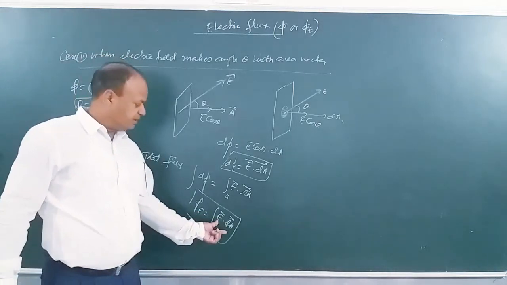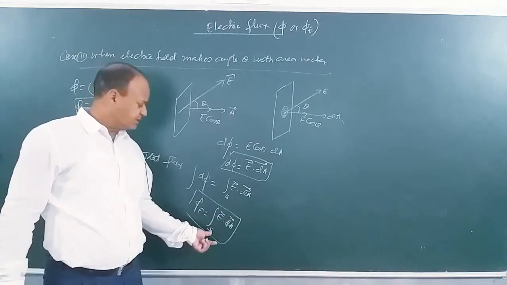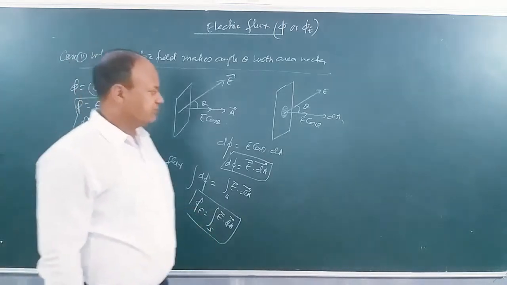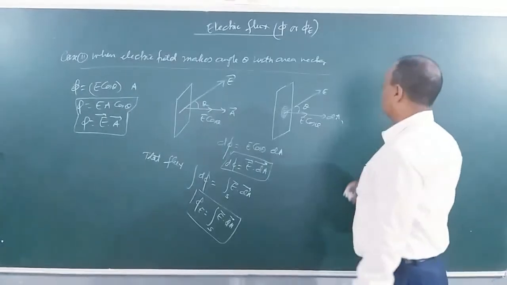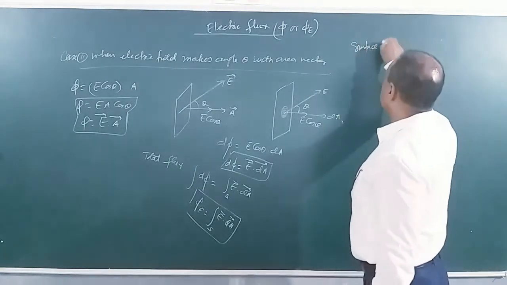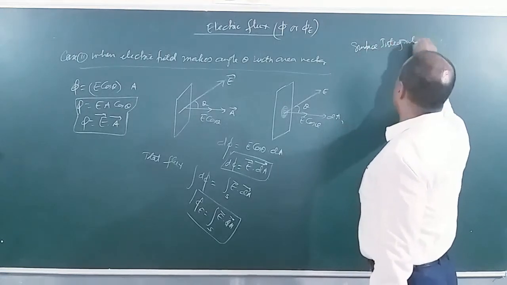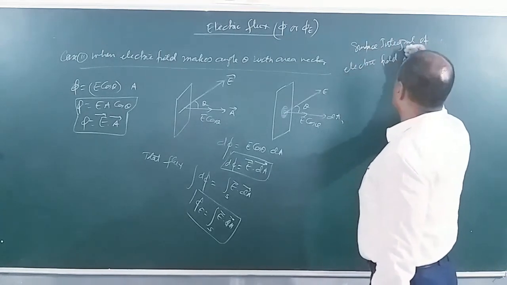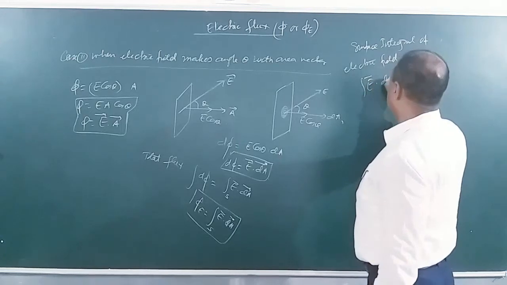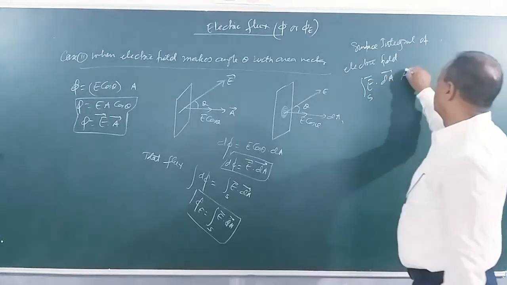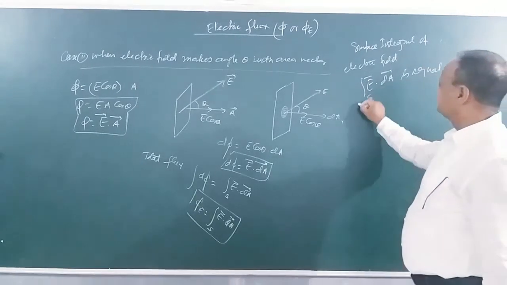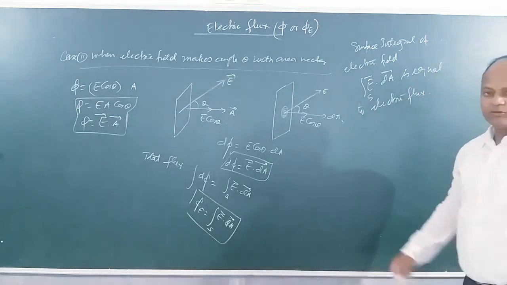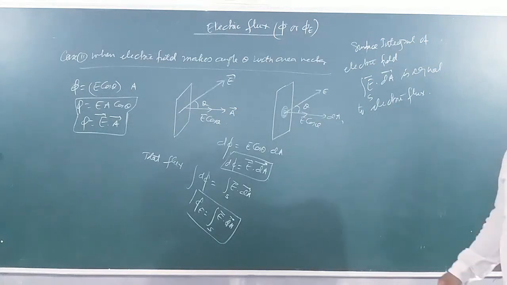So the surface integral of the electric field is equal to electric flux. I am integrating the electric field over the entire surface area. I have set up the limit here, then phi is called what? Electric flux. So we will say that the surface integral of electric field, that is E dot dA for the entire surface area, is equal to electric flux. Very simply you can calculate.